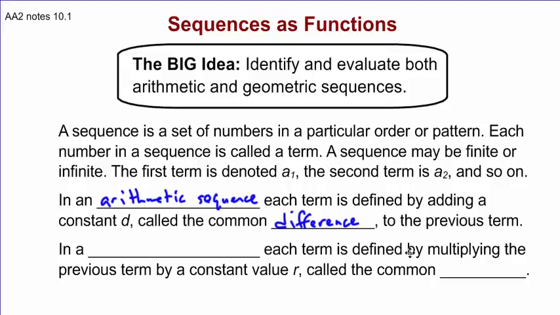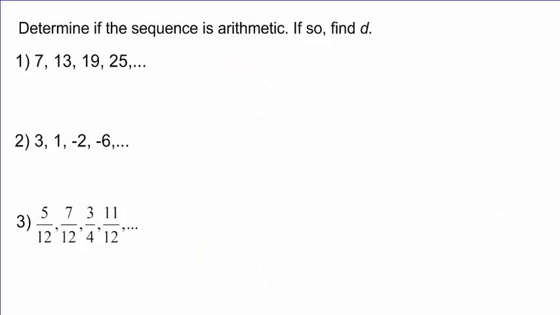All right, but sometimes we have different patterns. Again, we're going to focus on two of them today, but the second one we're going to look at is a geometric sequence. In a geometric sequence, each term is defined by multiplying the previous term by a constant value r called the common ratio. So arithmetic means you add or subtract the same thing each time. Geometric means you multiply by the same thing each time. All right, let's look at some examples of these.